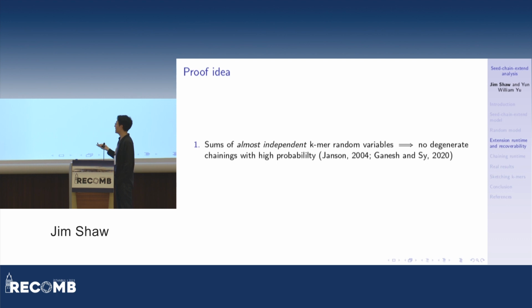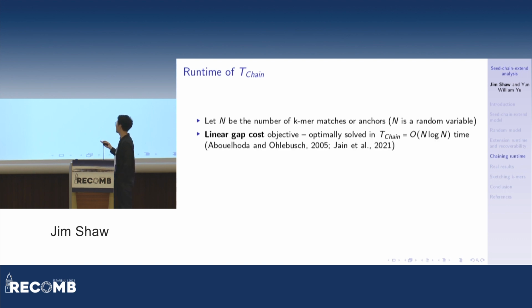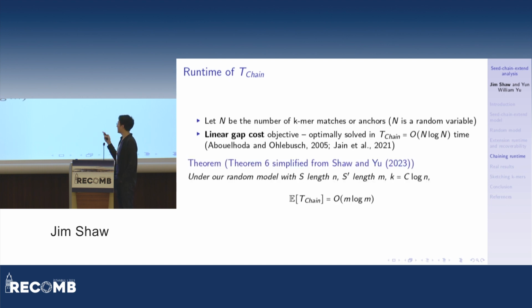And we're also using the linear gap cost objective here. We describe more about the specific model assumptions we're making, but we're using a linear gap cost chaining objective, which is really the simplest non-trivial chaining cost there is. And the nice thing about this is that this can be optimally solved. So I'm finding the optimal chain in capital N log capital N time with some nice data structures. But under this chaining objective, theorem 6 in our paper says that the expected time of chaining is also small.